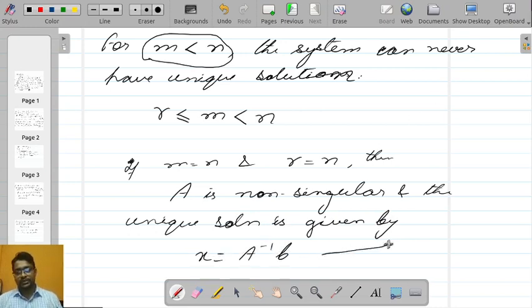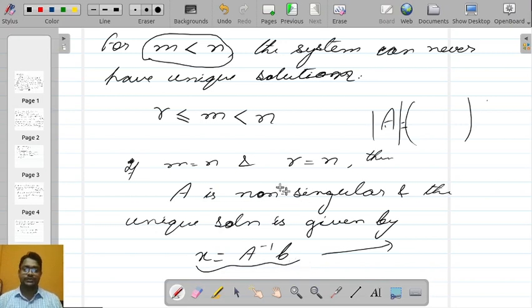Okay, we have done these things in your higher secondary also, to solve the system of equations. Something was given, so you had to check whether the determinant is 0 or non-zero. If the determinant is non-zero, immediately you find out the inverse, and then write that the solution is x equal to A inverse B. So for the case when m equal to n, this is possible.